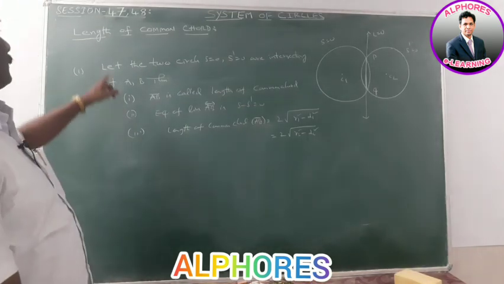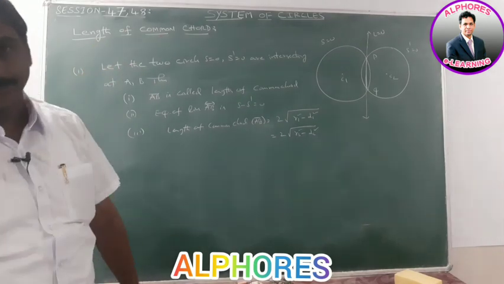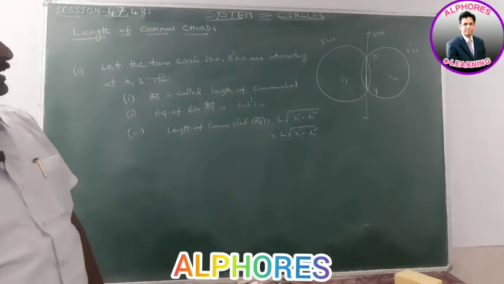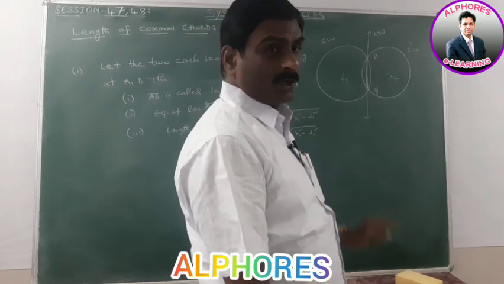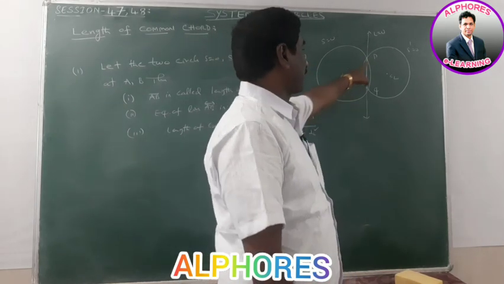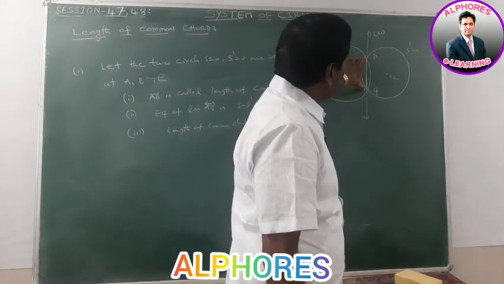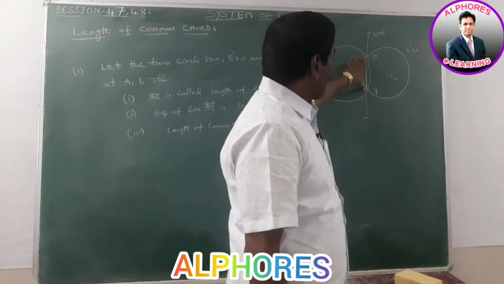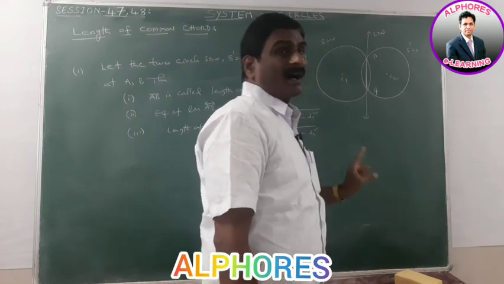Next, please note this point. Length of the common chord. Suppose S = 0, S' = 0 are two intersecting circles and they are intersecting at P, Q. Then this length is said to be the length of the chord. Here the line passing through PQ is said to be the common chord.